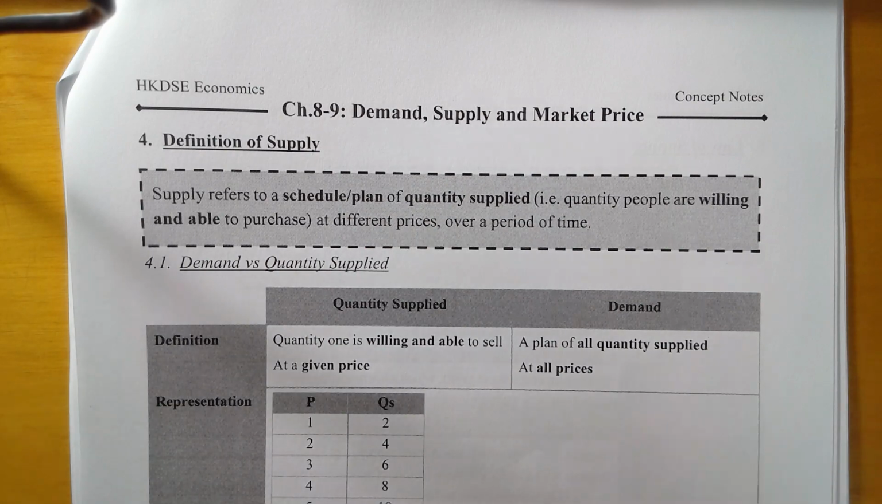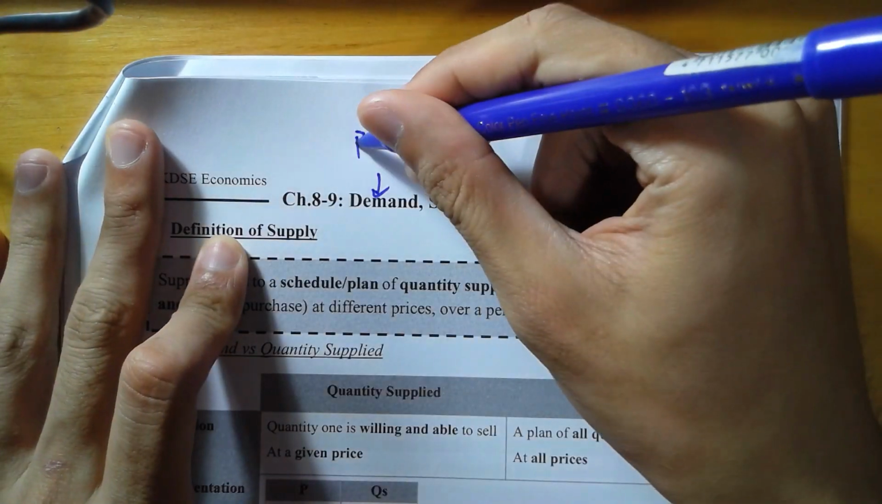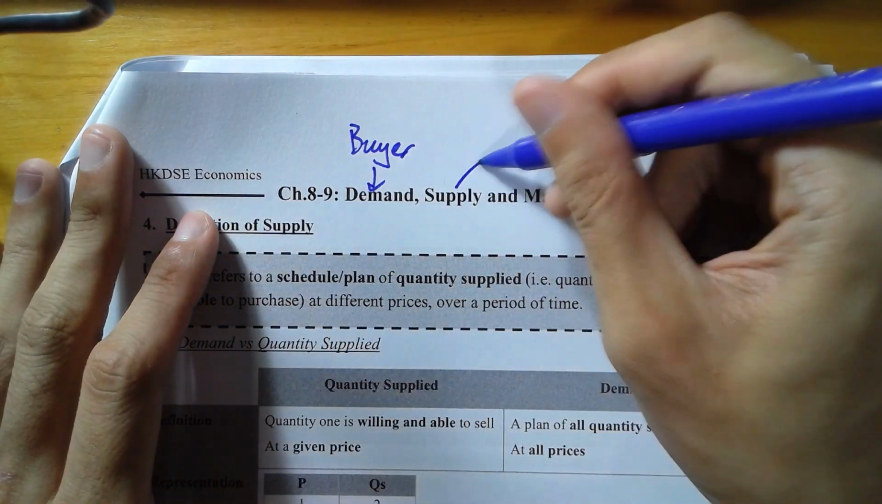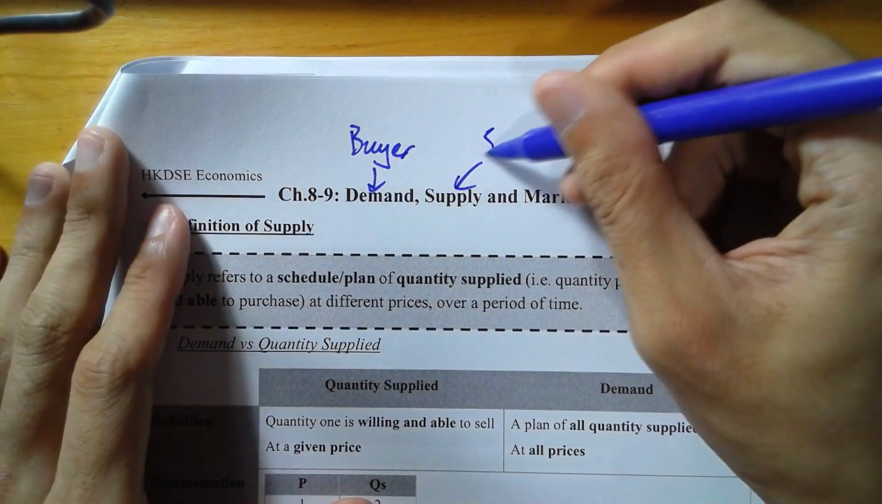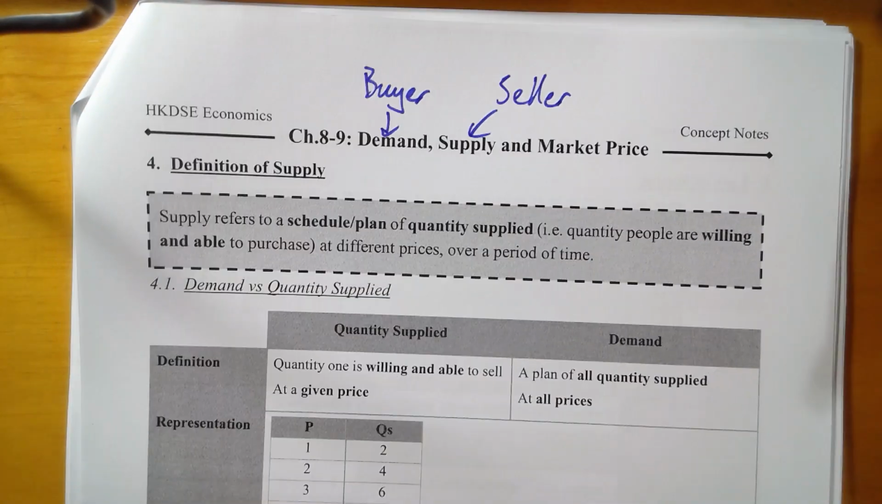Last time, in our last video, we talked about demand. Now it's time to talk about supply. Let's make this video really short, because supply is basically just the opposite of demand. When we talk about demand, we are talking about the buyer side. 買家係咪啊? When we talk about supply, we are talking about the seller, 賣家嗰邊啊.